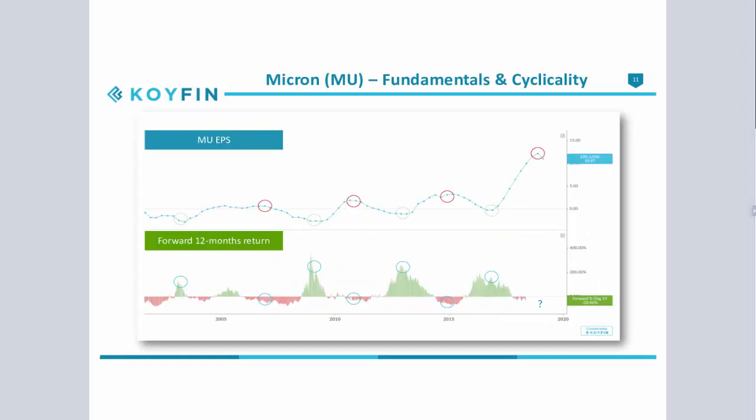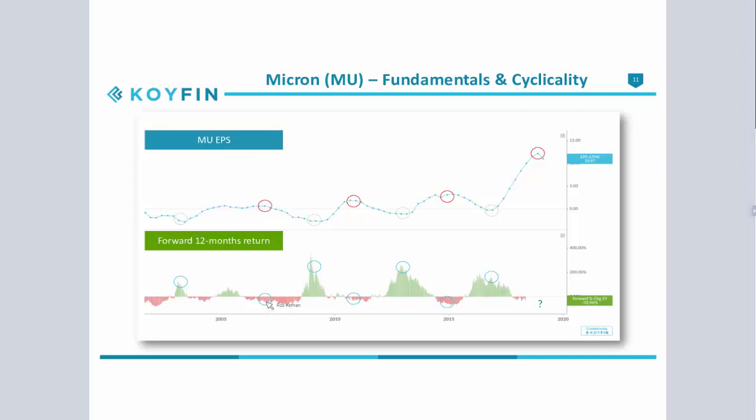Last thing on thinking about fundamentals, I really like this example because it gets into the heart of understanding the cycle. Here we are showing Micron, which is a semiconductor company, and on top we have Micron EPS, and on the bottom we have forward 12-month return. Basically, at every point in time, if you bought the stock, what would be your forward 12-month return? And you can see Micron follows this really interesting pattern: if you buy the stock when Micron EPS is low, at the bottom of the cycle, your return is actually positive. And when you buy Micron stock when EPS is at a peak, your return is actually negative.